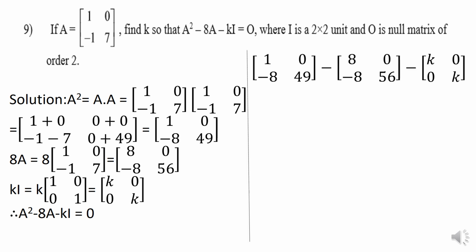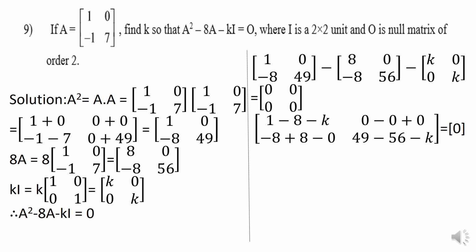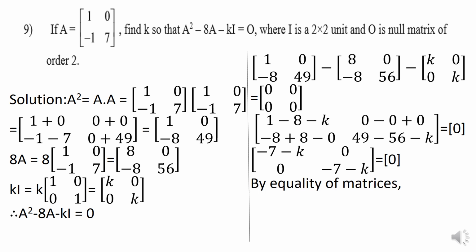So in the next step, we subtract the given matrices together, that is A square minus 8A minus KI is done. And then we get the answer like so. And then this step. Now we find that by the equality of matrices, minus 7 minus K is equal to 0. Thus, K comes out as minus 7.